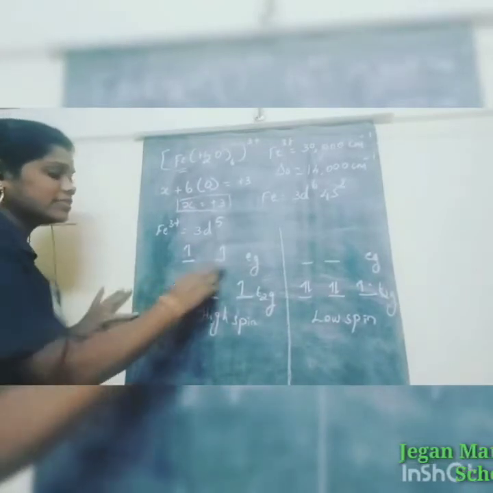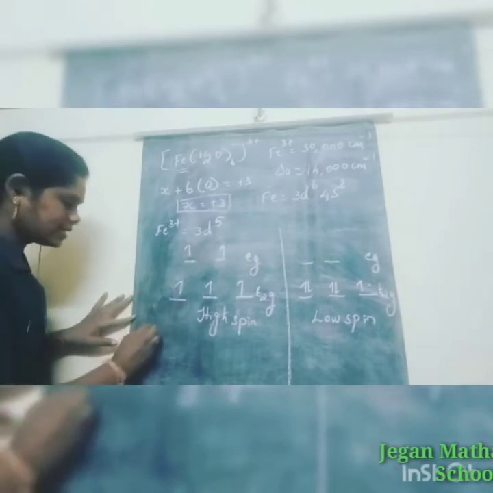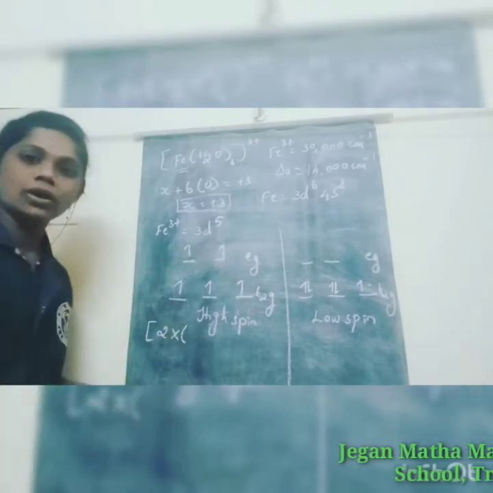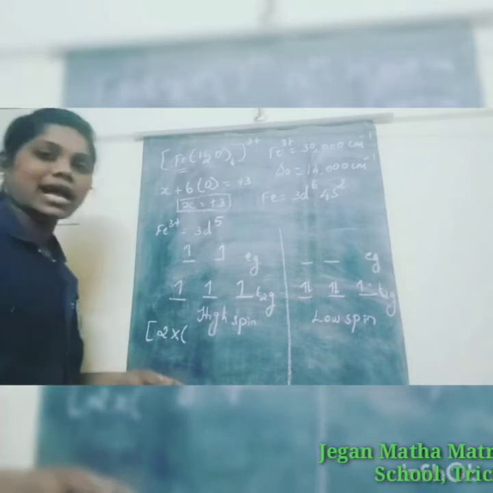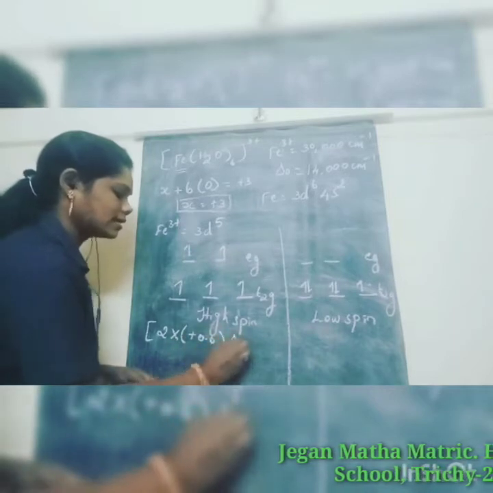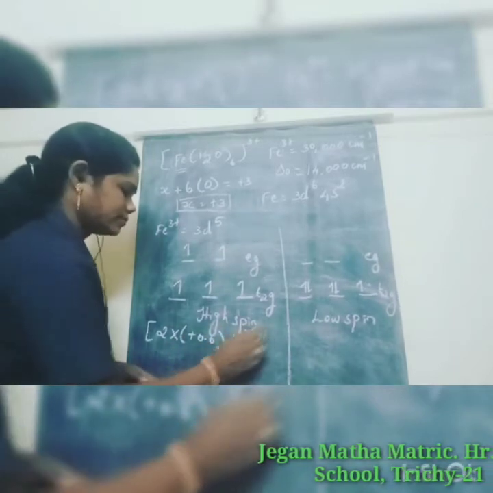So CFSE, first in the eg set. In the eg set, totally 2 electrons are present. What is the value of the eg set? The eg set value is plus 0.6 Δ octahedral.